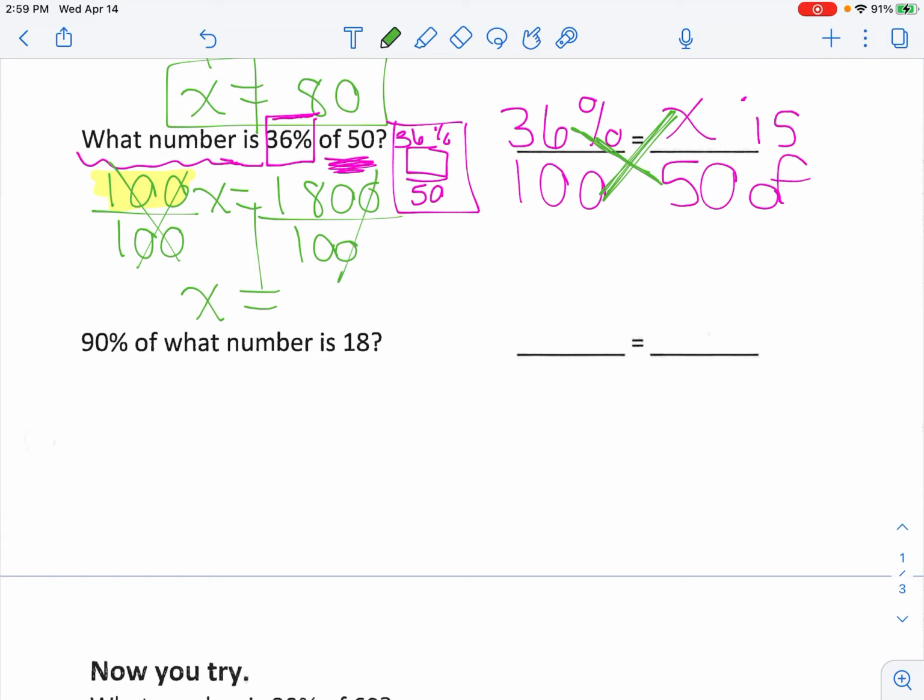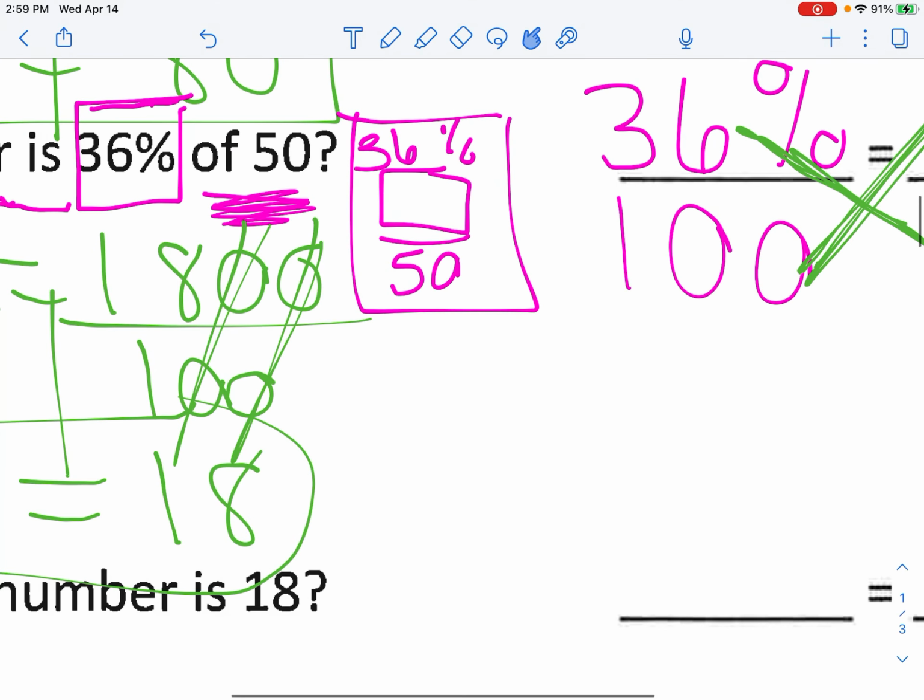Now you can either cross out a 0 pair, cross out another 0 pair, or on your calculator you could do 1800 divided by 100, and that's going to be x equals 18. So on that math quiz that we had talked about, if you earned a 36%, you got 18 points correct out of 50.